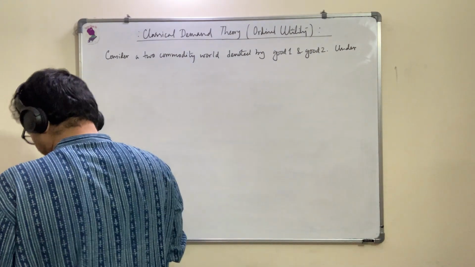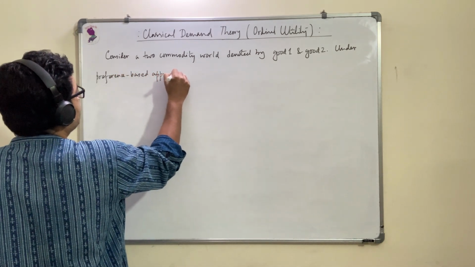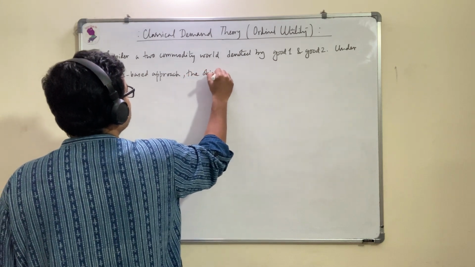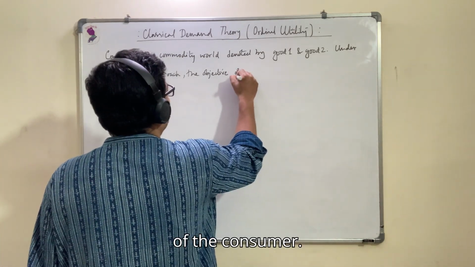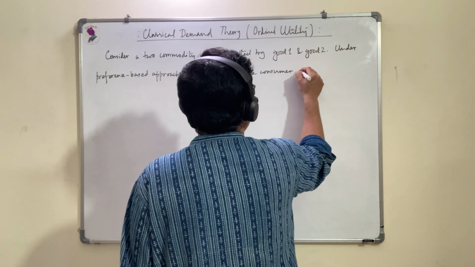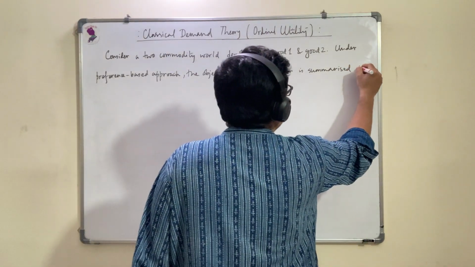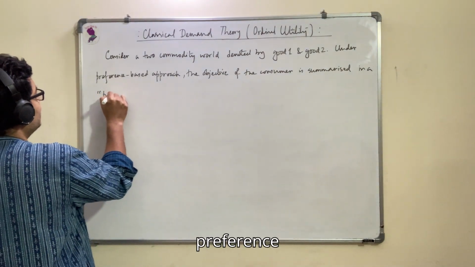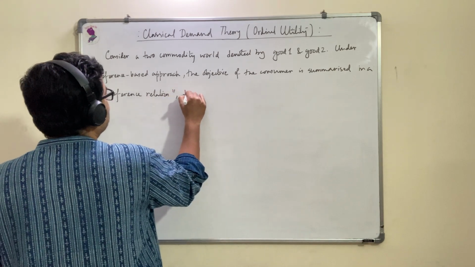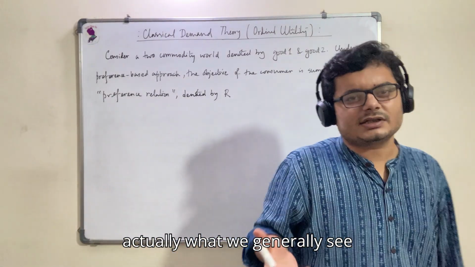Under the preference based approach, the objective of the consumer is summarized, as we said earlier also, in a preference relation denoted by R. So this R is actually what we generally see in undergraduate book.